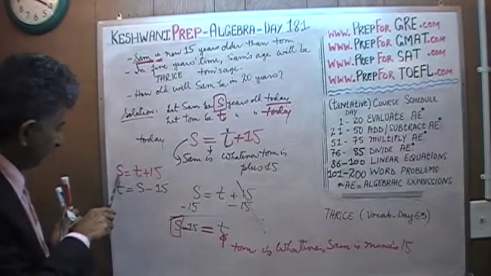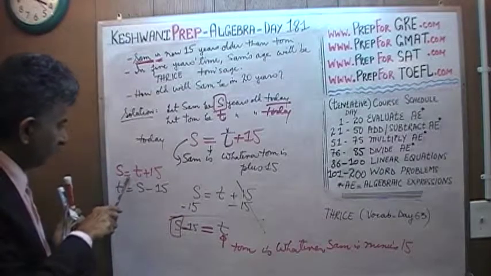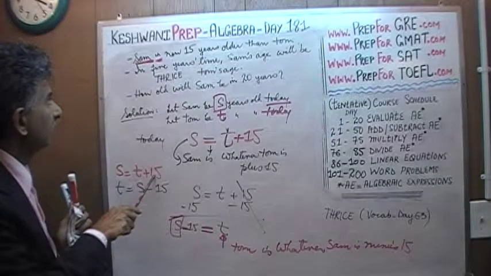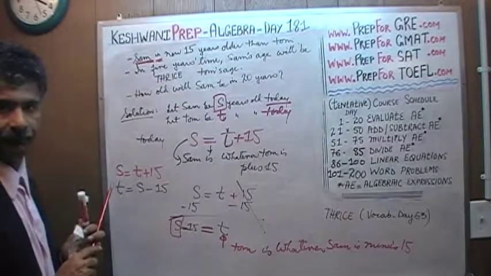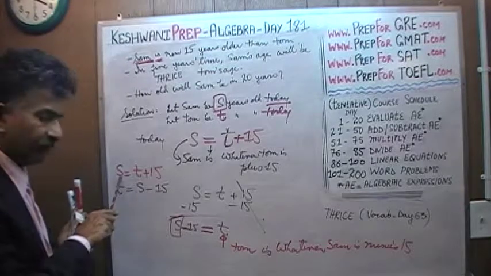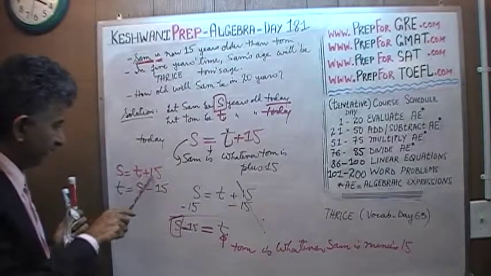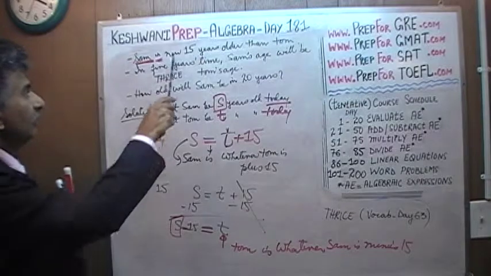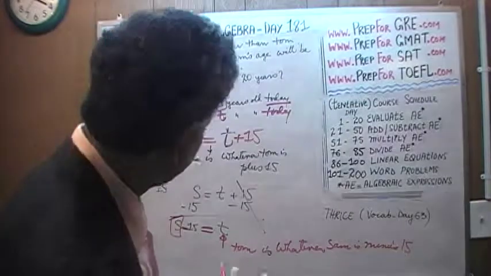The first equation says Sam is 15 years older than Tom. Because whatever Tom's age is, we have to add 15 to it to get Sam's age, which means Sam must be 15 years older than Tom, which is what we're told here. Anyway, I made a big fuss about nothing at all.